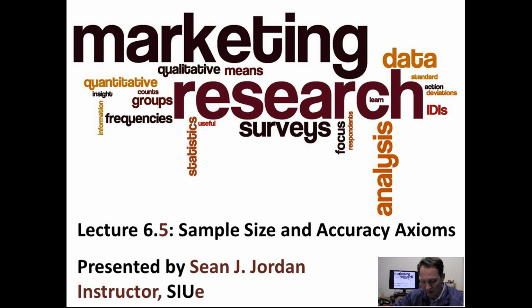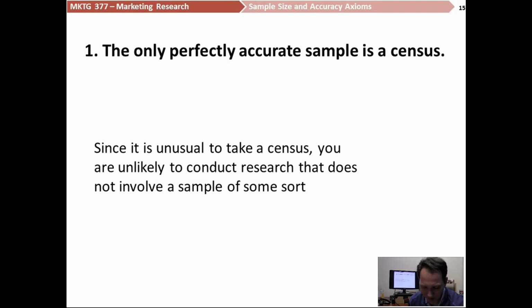And so one of the things that they've done is put together what they call 8 sample size and accuracy axioms, about the properties of what a probability-based sample looks like. I'm going to take you through each of those really quickly because I think they're pretty important. So first of all, the only perfectly accurate sample is a census. If you want perfect accuracy, the only way to get there is to conduct a census. There's just no other way.